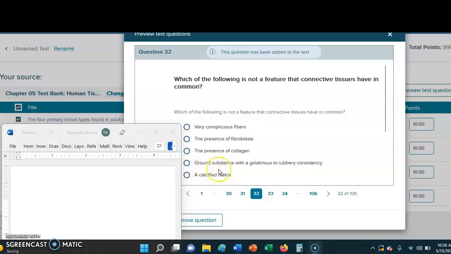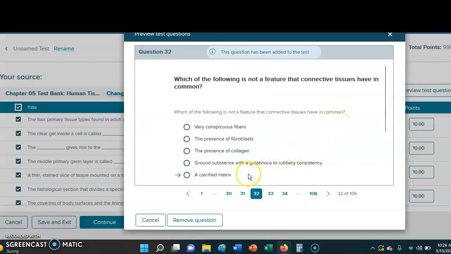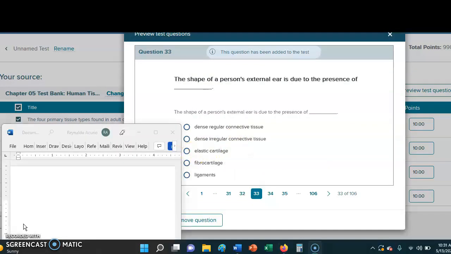Okay, so let's take a look at the figure. And we have here components of connective tissue. We have fibroblasts, we have fibers, we have collagen, we have ground substance, but we don't have calcified matrix. So if we go back to the question, calcified matrix is not common to all the different types of connective tissue.